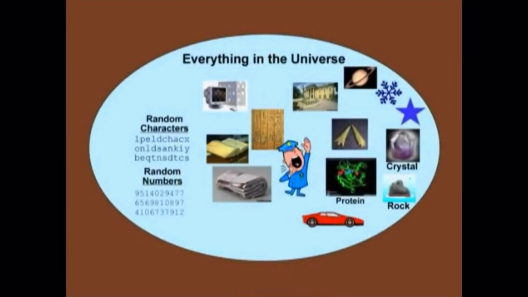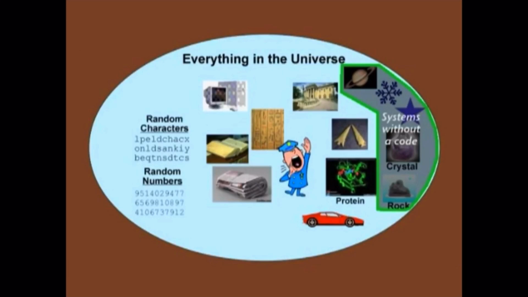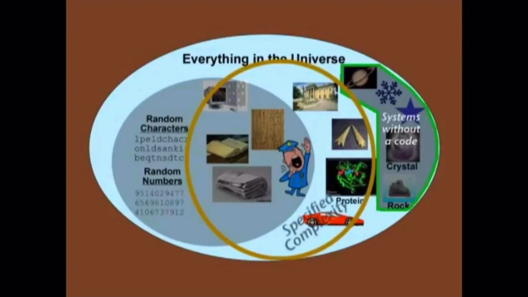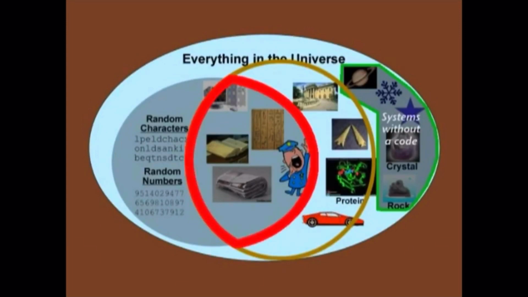So we see here a complete universe. You see systems without code, for example, stars and snowflakes and crystals. You see random characters, which are also outside of the definition domain. And you see here proteins and cars and so on. We say that is specified complexity, but it's not information. The field, the red one, that's my definition of information. It is always possible to find out if a system is within or outside of the definition domain.